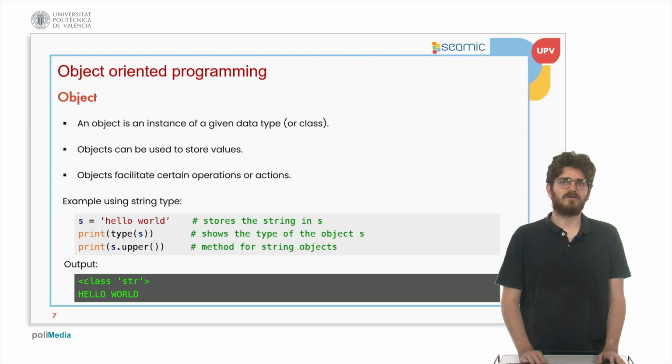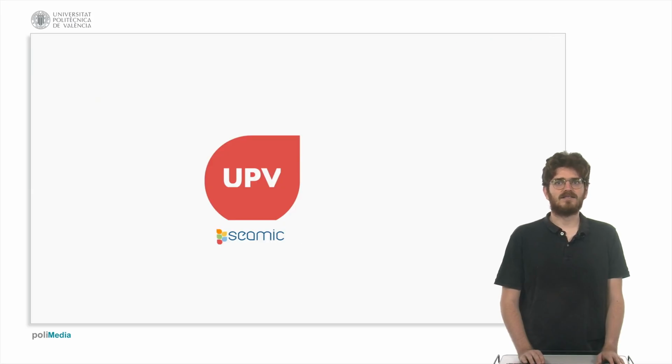The object on which a method will be invoked will be placed first, then a dot, then the name of the method, and then parentheses with the parameters, if any. And of course, we can see the result printed down below, which is the phrase hello world in uppercase. And I'll see you in the next video.